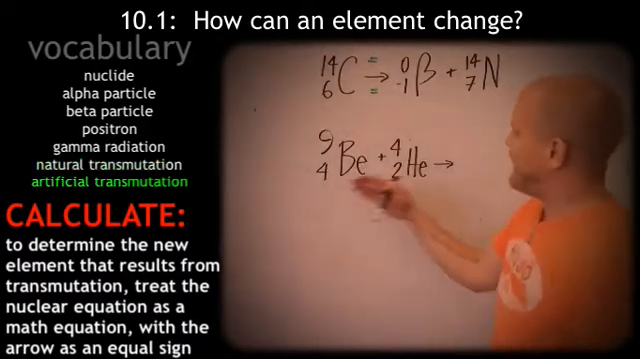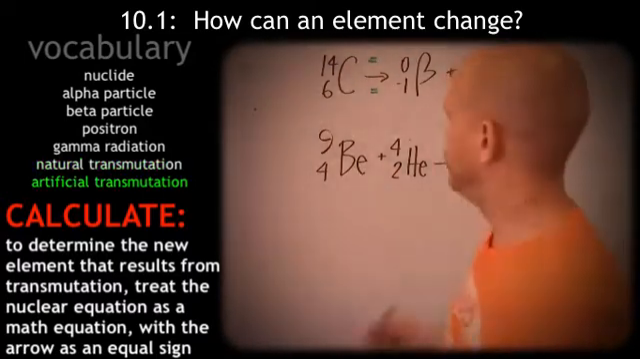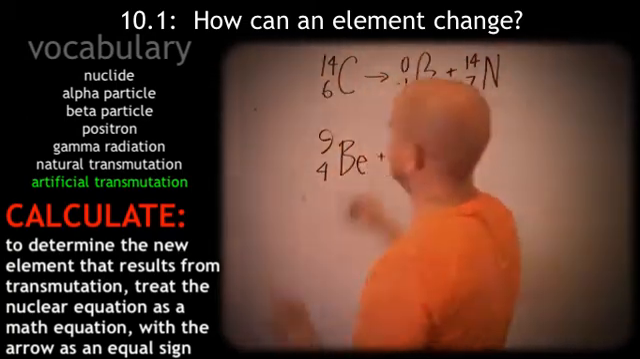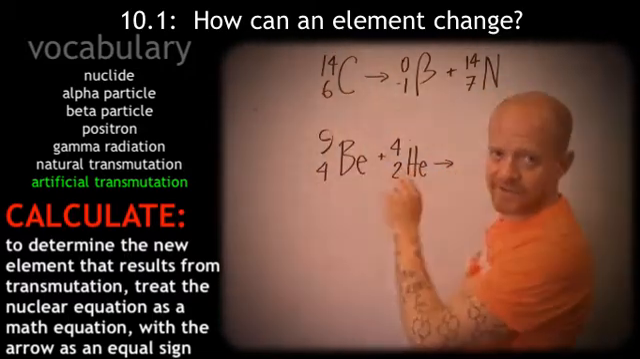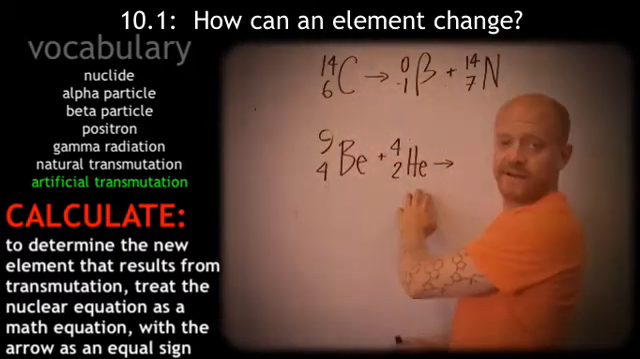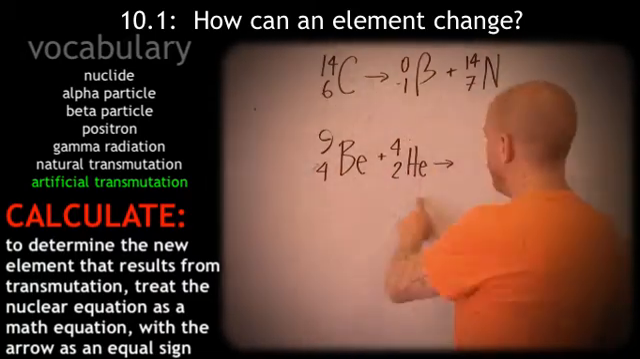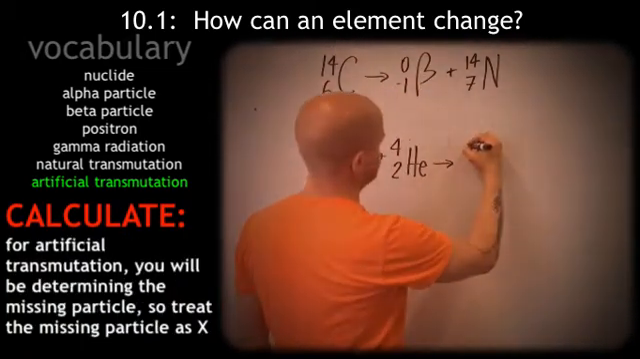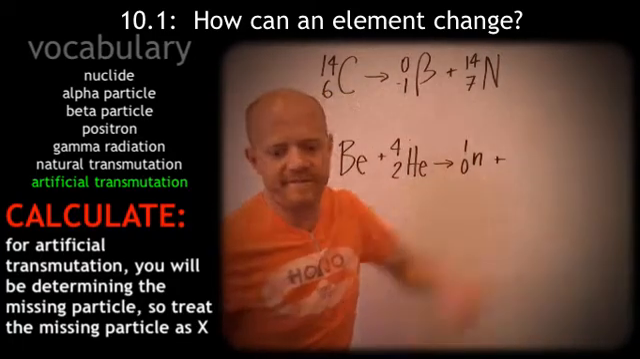Okay? Now, in artificial transmutation, one thing you'll have to do is identify which one is which. And like I said, if you only have one isotope on the left, it is natural. If you have an isotope plus a nuclear particle, it is artificial transmutation. But what they're going to do is give you something like this, and you have to fill in the rest.